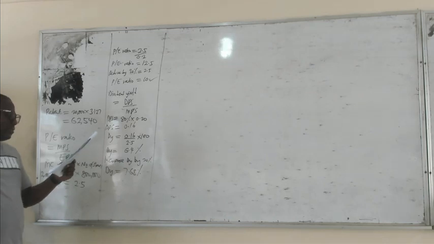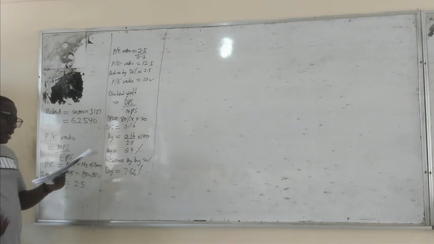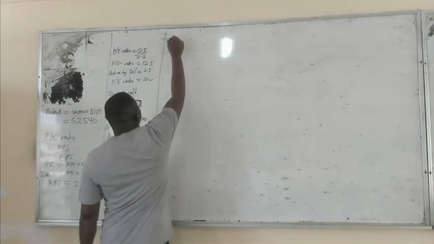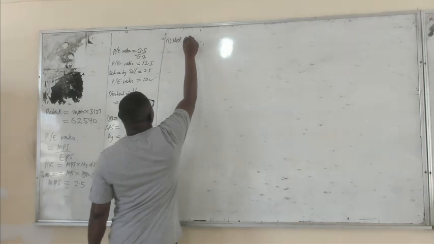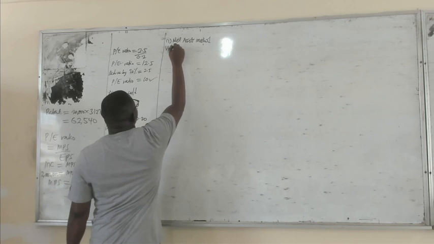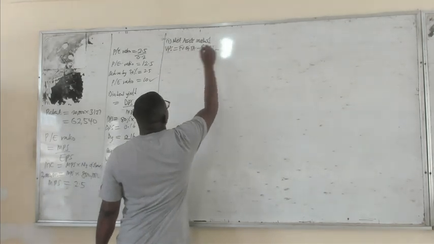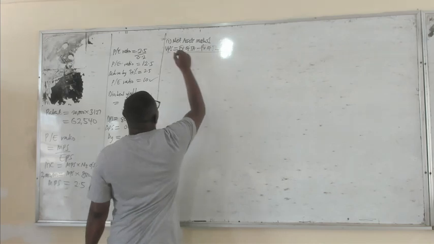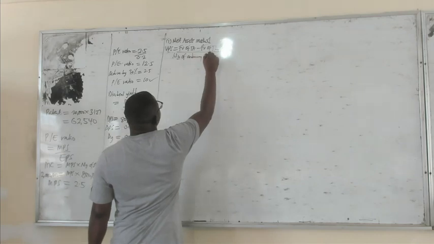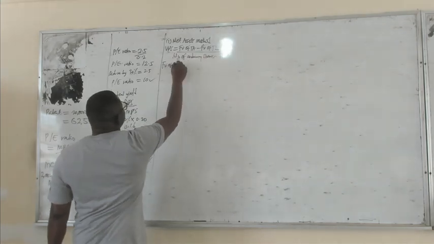So with the main thing, we are required to use the net assets method. So this is the net assets method. And with it, value per share is equal to fair value of total assets minus fair value of total liability divided by number of ordinary shares.